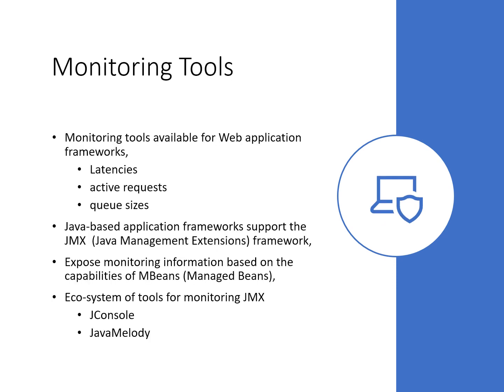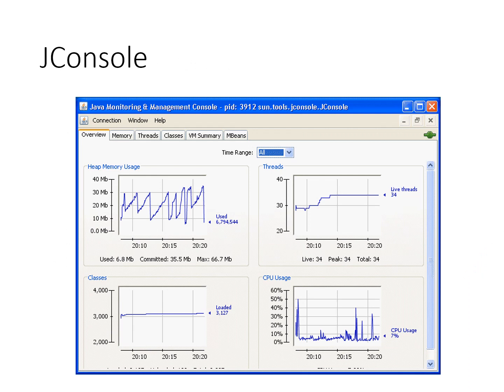Java-based application frameworks such as Tomcat support the Java Management Extensions (JMX) framework, which is a standard part of the Java Standard Edition. JMX enables frameworks to expose monitoring information based on the capabilities of MBeans, managed beans, which represent a resource of interest such as a thread pool or a database connection pool. This enables an ecosystem of tools to offer capabilities for monitoring JMX-based platforms. Monitoring tools range from simple applications such as JConsole, which is shown here on the slide and is available as a standard part of the JDK, to much more powerful open source technologies such as Java Melody and many expensive commercial offerings.